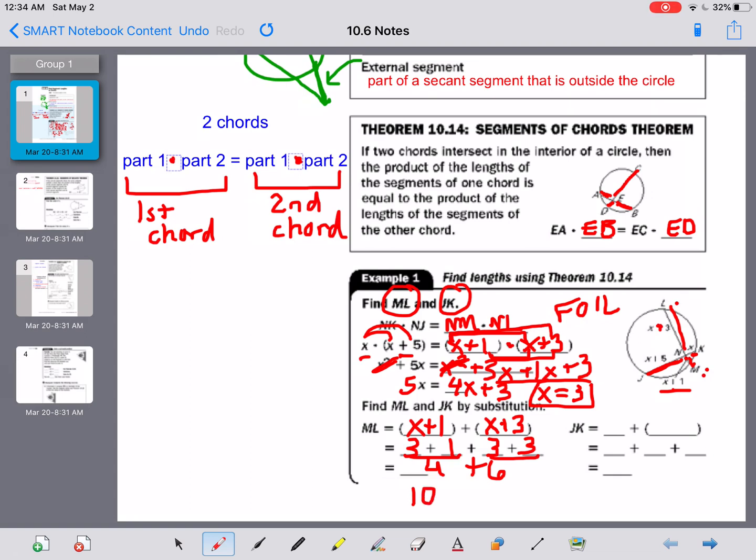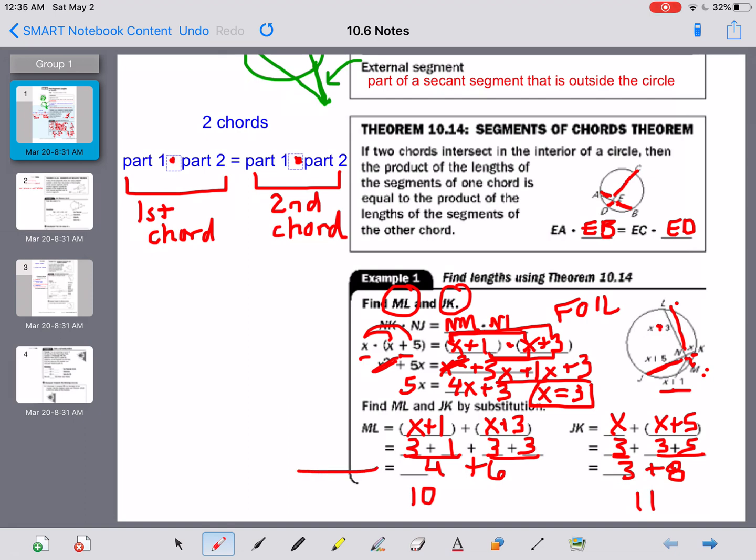All right, for JK, my second chord, I have an X, and I have an X plus 5. If I plug in my 3 for the one spot, and then 3 plus 5 for the second one, that's like a 3 plus 8, and I get 11. Now, what I want you to really notice here is, are my chords congruent? No, that's not what my theorem tells me. What my theorem tells me is the parts of my chords are congruent.